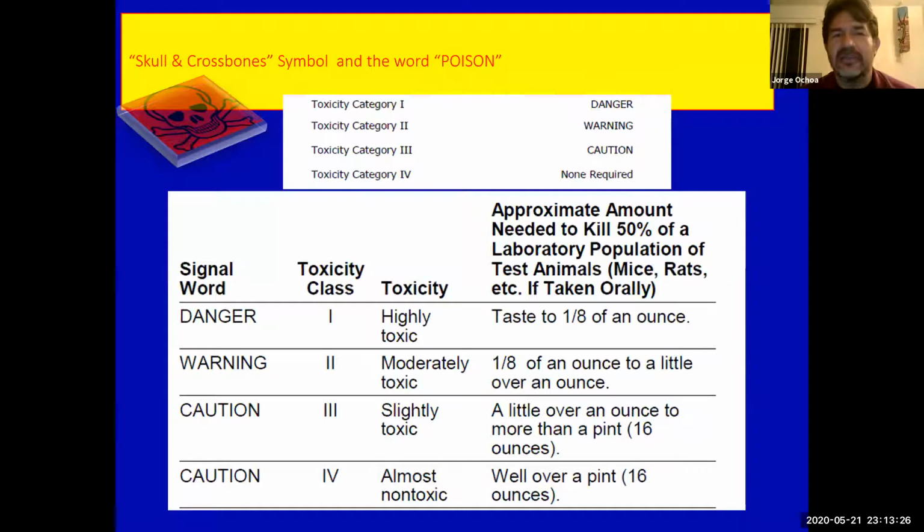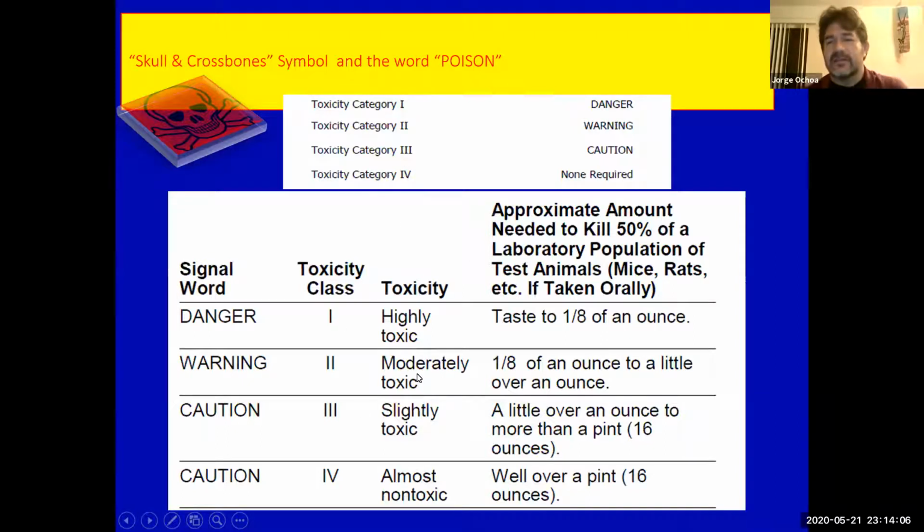So when we are looking at the signal words, they can either be caution, warning, or danger. And you might hear that there is a category. So if you look at danger, that is going to be a category one, toxicity. So category one, meaning that these are very, very toxic and you should be very careful with them. The warning would be category two, and the caution will be category three.